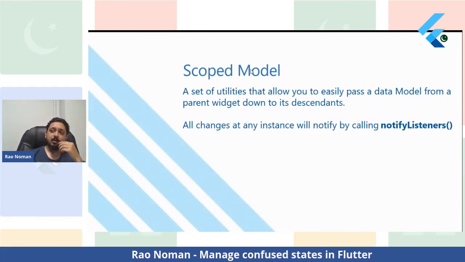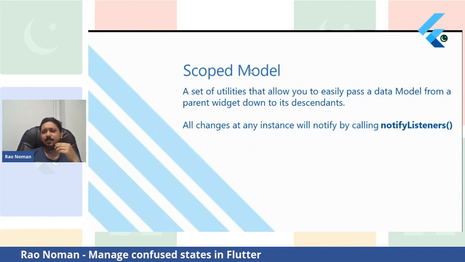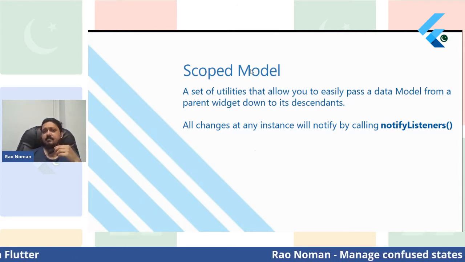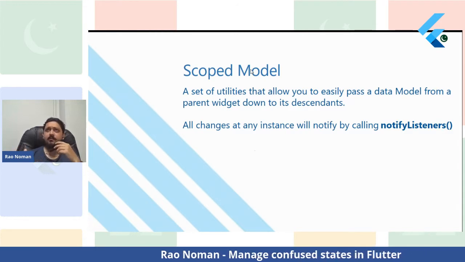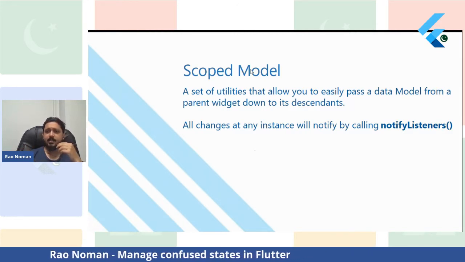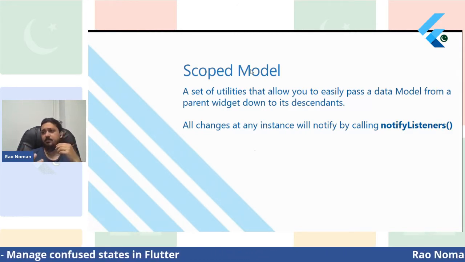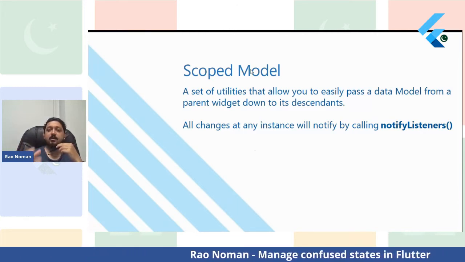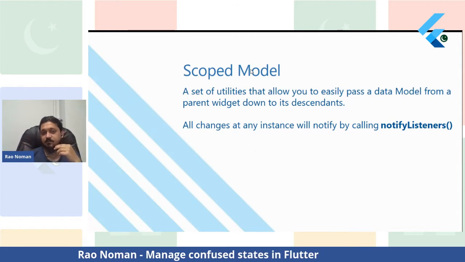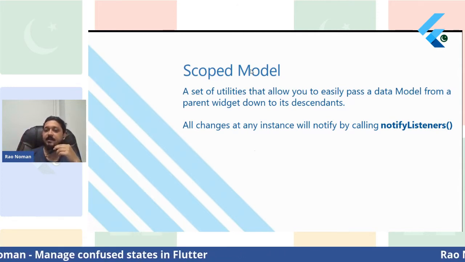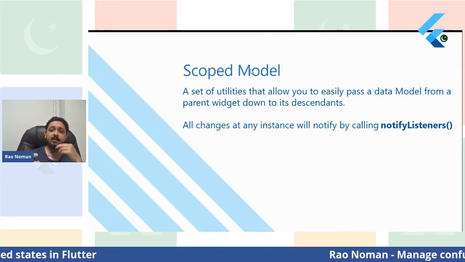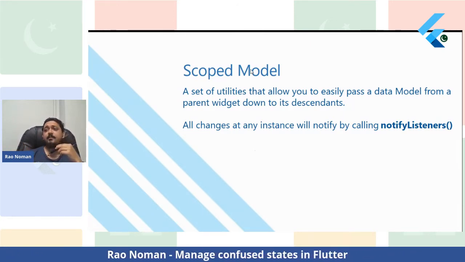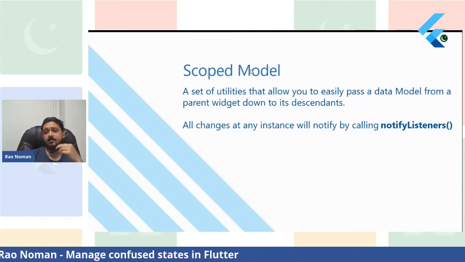So what is the scoped model? Basically, it is a utility for passing data from a model to a parent widget and its descendants. Meaning, if I have a model, for example, I need to get data from the user, so I created a model, and then I need to show the user all the info on my screen. So I created the widgets, and there are some parent widgets. Basically, the scoped model is the middleware between the model and the UI.